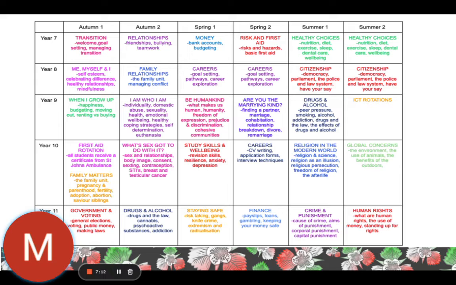So, if we take a look at the theme of relationships, for example, in Year 7, this topic focuses on friendships, bullying and teamwork. In Year 8, it focuses on the family and managing conflict. In Year 9, relationships begin to explore romantic relationships with things like marriage and relationship breakdown. In Year 10, the relationships unit is focused on sexual health, consent, contraception, etc. And then in Year 11, the relationships unit looks at things like gangs, county lines, and extremism and radicalisation. Everything is pitched at the appropriate age based on the guidance from the DFE and the PSHE Association that we receive.